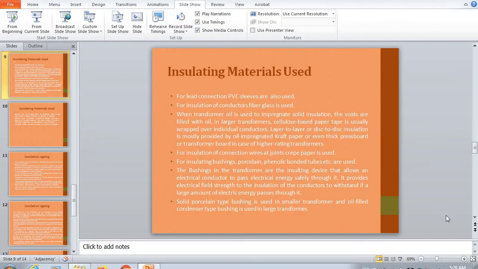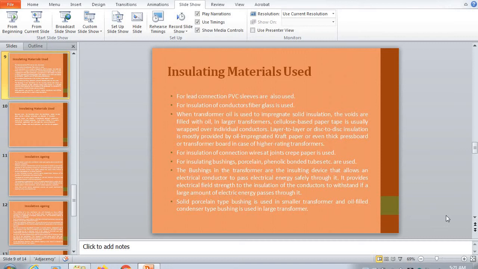For lead connections, PVC sleeves are also used. For insulation of conductor, fiberglass is also used. When transformer oil is used to impregnate solid insulation, the voids are filled with oil. In larger transformers, cellulose-based paper tape is usually wrapped over individual conductors.